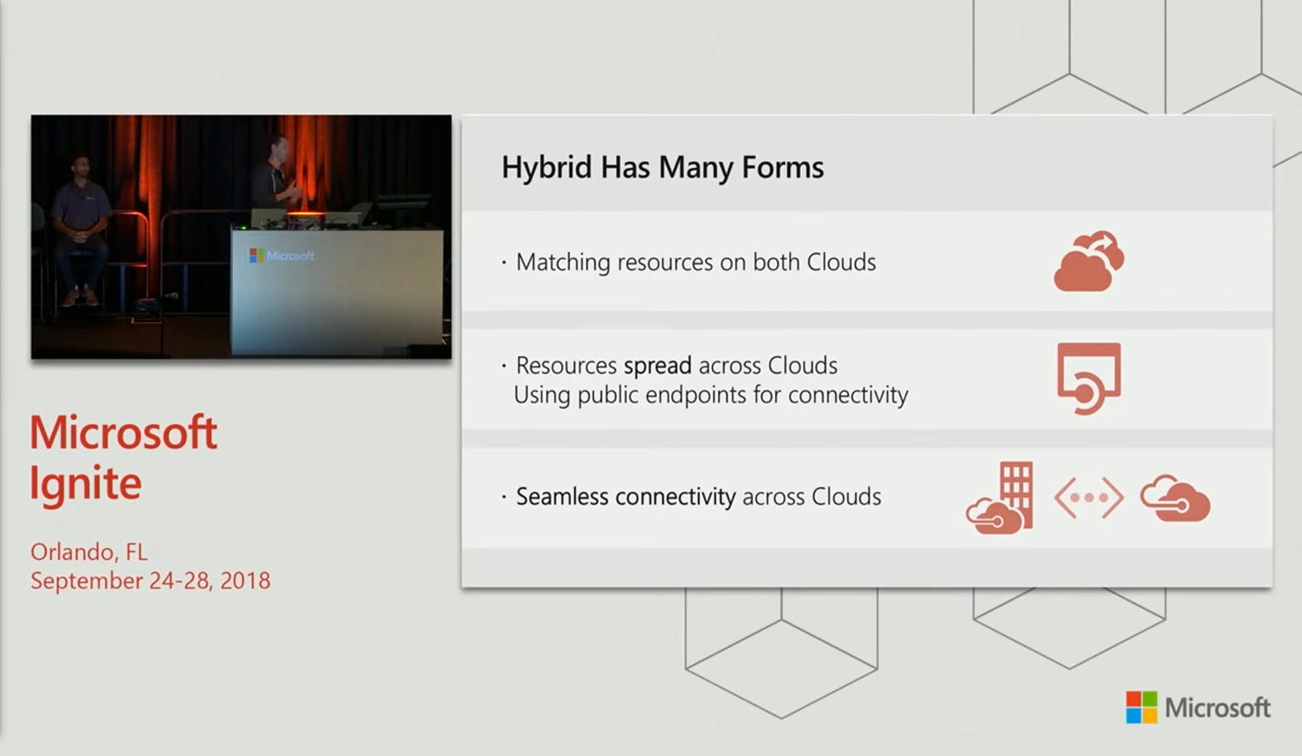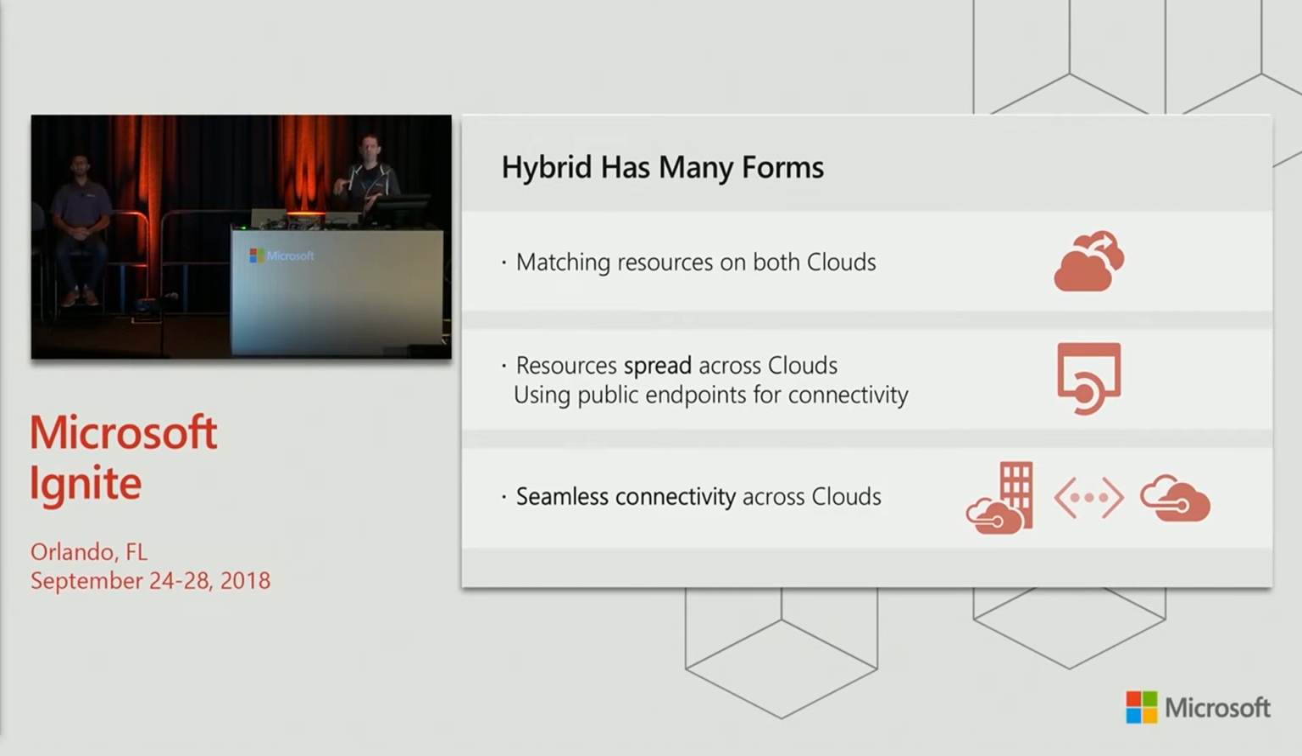Great. Another form of hybrid is where you have resources spread across the clouds, Azure Stack and Azure Government, and you use the public endpoints for connectivity. What does it mean? Most of the Azure services provide public endpoints that you can consume. So as long as you are operating in a connected fashion, your application in Azure Stack will be able to reach those public endpoints, and as a result, be able to reach components that are deployed in Azure.